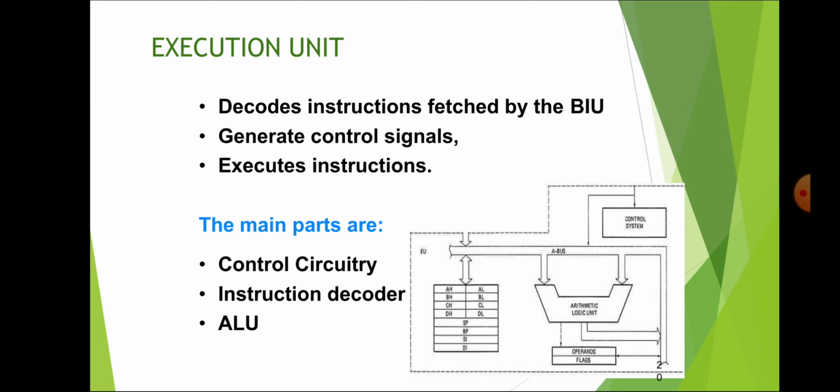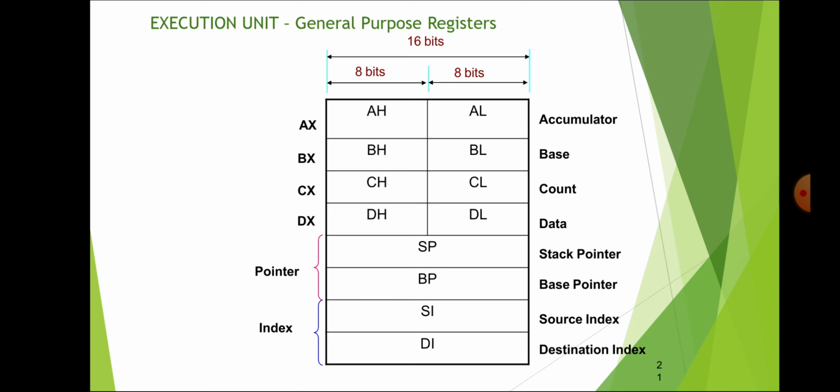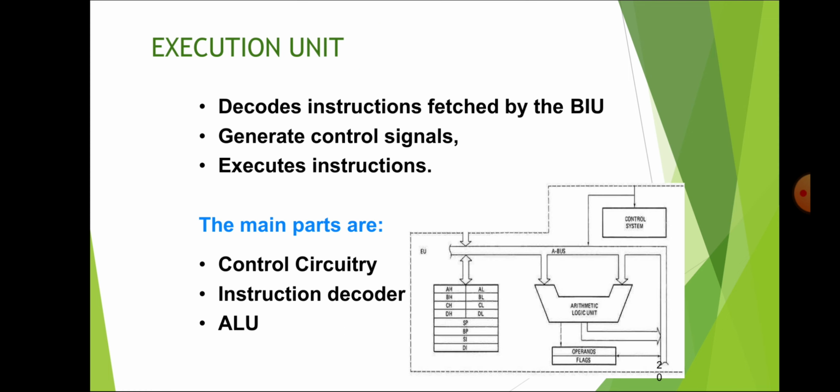Okay, now we are going towards our next topic, the execution unit. It decodes the instruction fetched by the BIU. So what exactly does it do? Whatever instruction is fetched by the BIU, the execution unit simply executes. By using the control circuitry, the instruction decoder and the ALU, these three combined, it will execute the instruction.